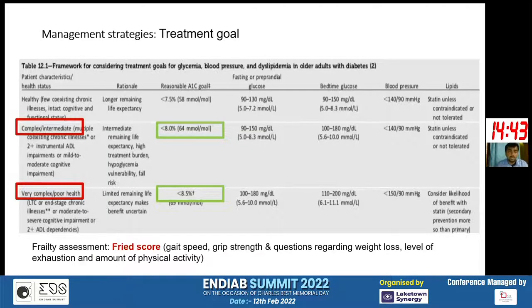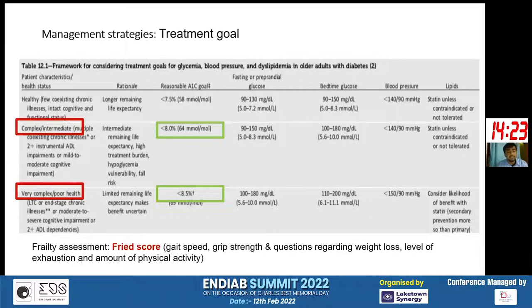So coming to the management strategies, what should be the treatment goals in elderly diabetics? If the patient is healthy, a reasonable A1C goal of 7 to 7.5% or maybe less than 7% may be targeted without any risk of hypoglycemia.